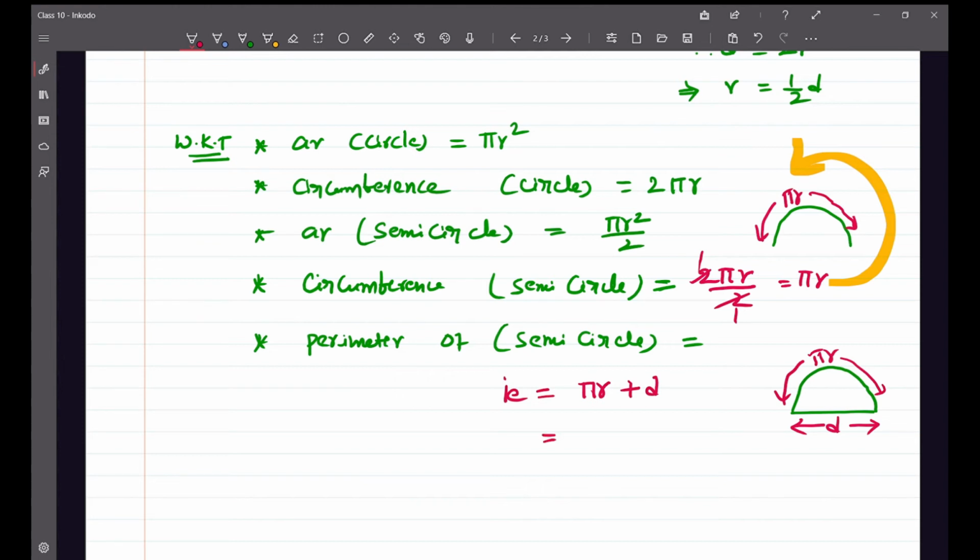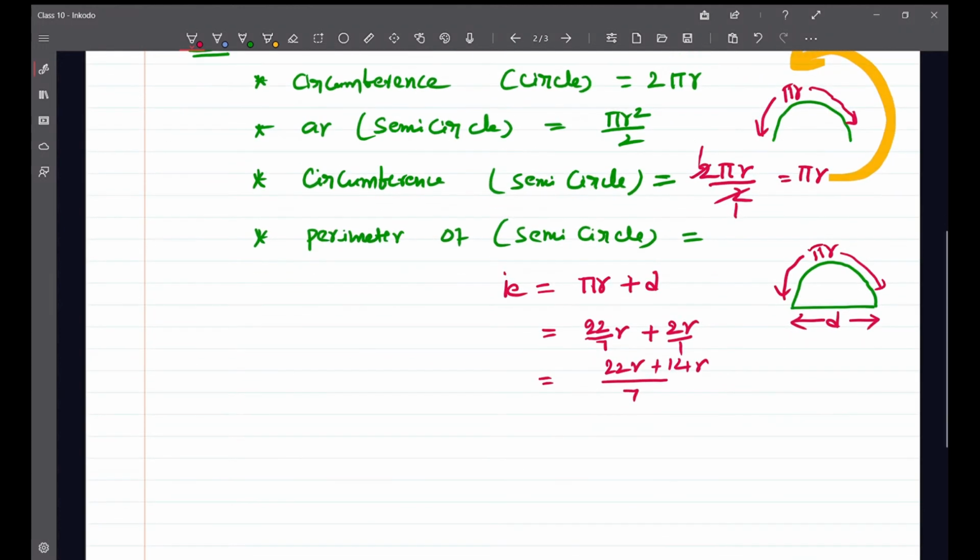Okay, I will tell you one shortcut formula also for perimeter of semicircle. As we know, pi value 22 by 7 r and diameter 2 times of radius. Find the LCM. 7, 22r plus 14r. So we get here 36 by 7 multiplied by r. Okay, this is also one of the shortcut formula to find out the perimeter of semicircle.